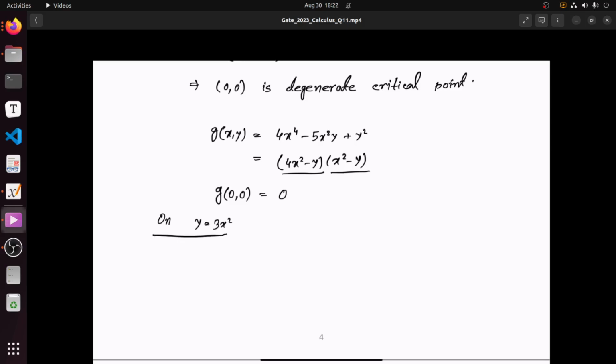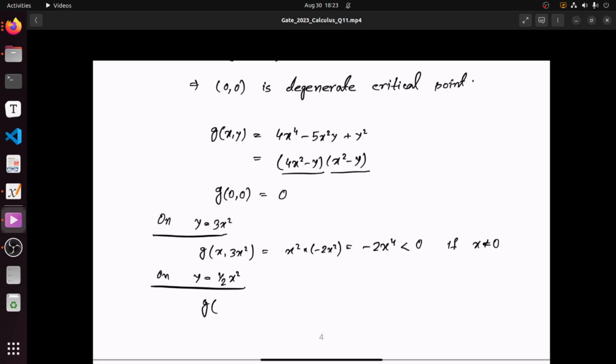So what will happen along this curve? Then g(x, 3x square) will be x square times minus 2x square. So it is minus 2x to the power 4, which is strictly less than 0 if x is not equal to 0, right? And take the other curve where this will be positive. So take y equals half x square. Then g of (x, half x square), what will it be? If we check, it will be 7 by 4 x to the power 4, which is positive if x is not equal to 0.